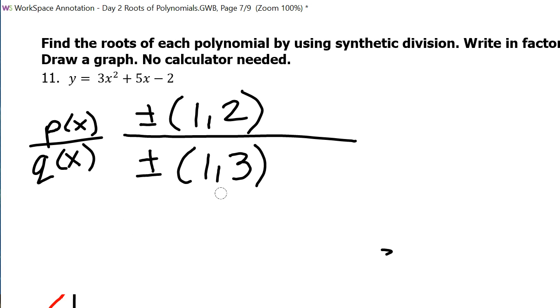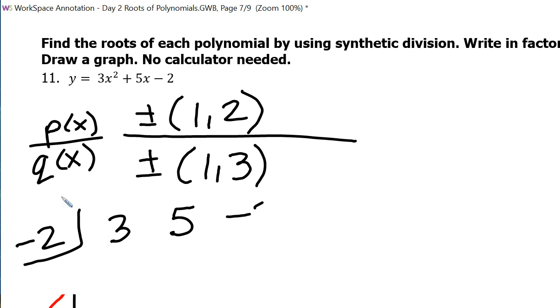So substitute in all of those possible rational zeros until you find one that, when you substitute it in, gives you 0. So negative 2, that's the magic number to put in the box. Now for synthetic division, we need to write all of the coefficients across the top row. So for x squared, put the 3. For x, put the 5. And the constant is negative 2.